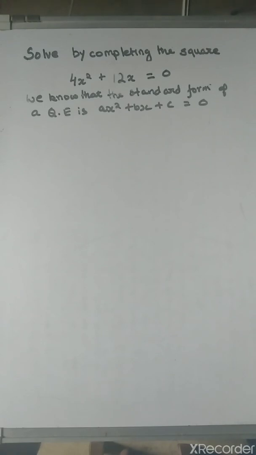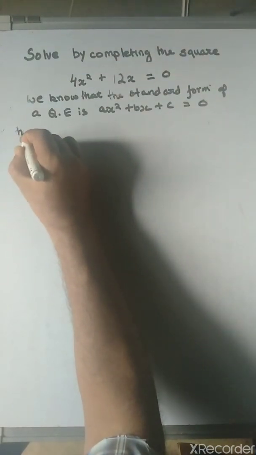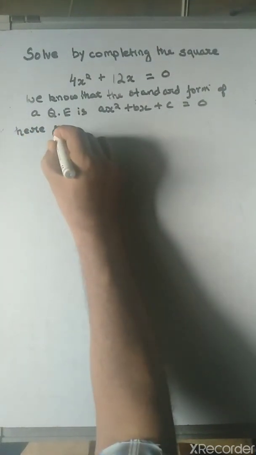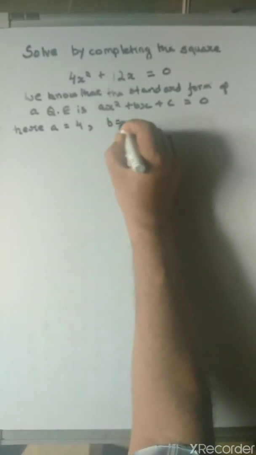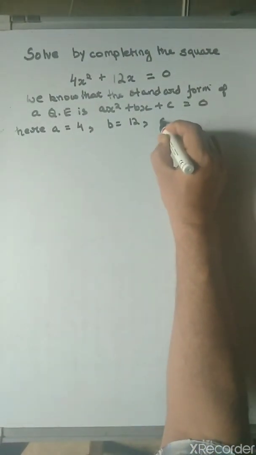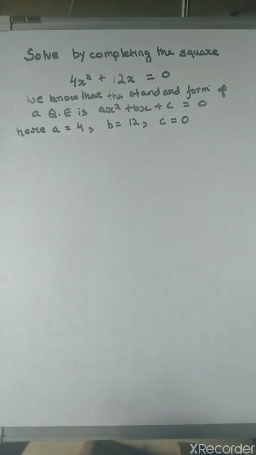Now, whenever you come across a quadratic equation, it would be good if you put it in the standard form first. We know that the standard form of a quadratic equation is ax squared plus bx plus c is equal to 0. And then you write here a is equal to 4, b is equal to 12, c is not mentioned here, so put it as 0.